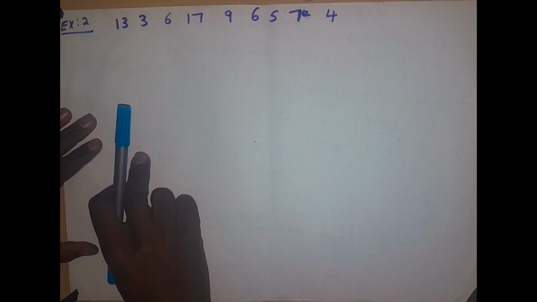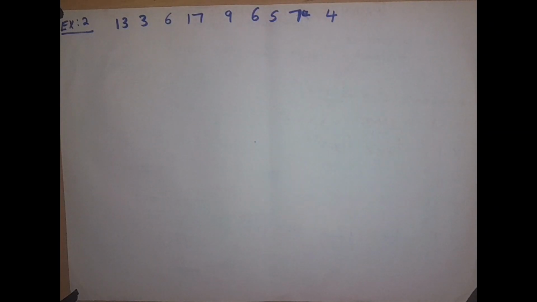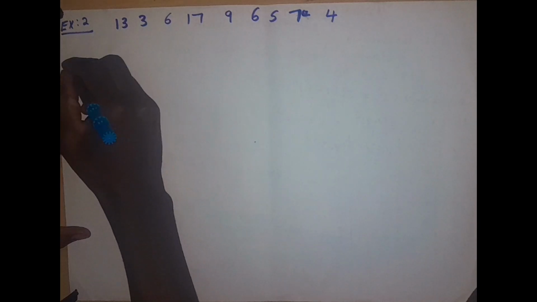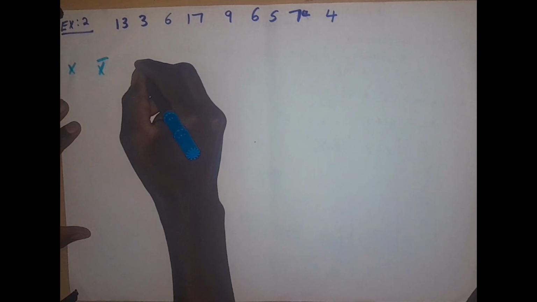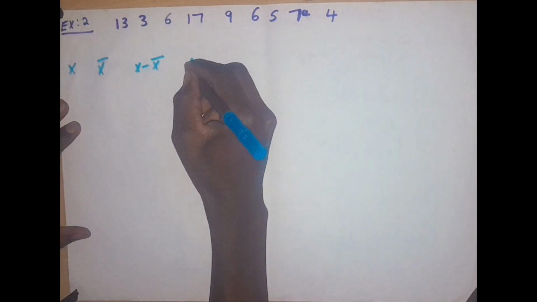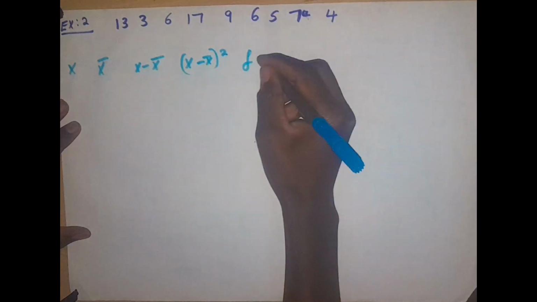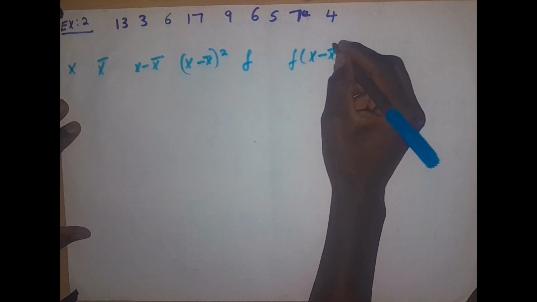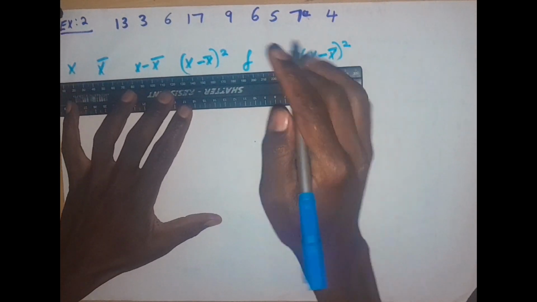Myself, I prefer to add another two columns when I'm having repeated numbers. So we're still continuing with our variance and the standard deviation from the sample. I'm going to add the columns: the column for each data point, the column for the mean, the column for data point minus the mean, then data point minus the mean all squared, and then another column for frequency, and the column for frequency multiplied by data point minus the mean all squared.